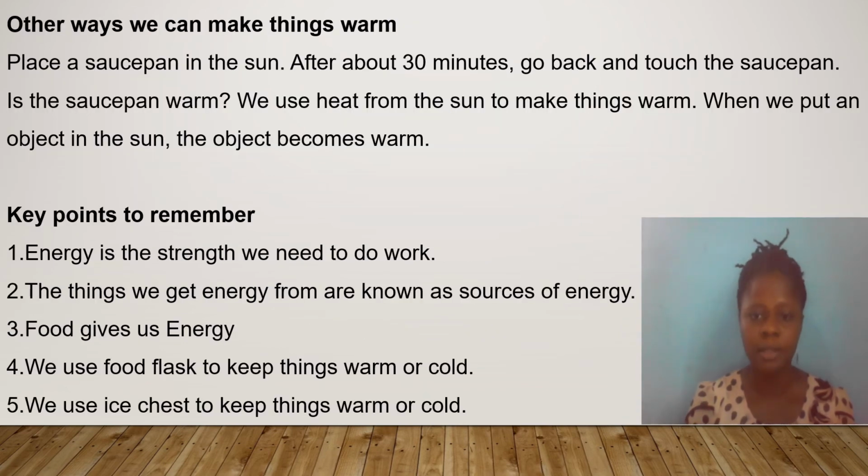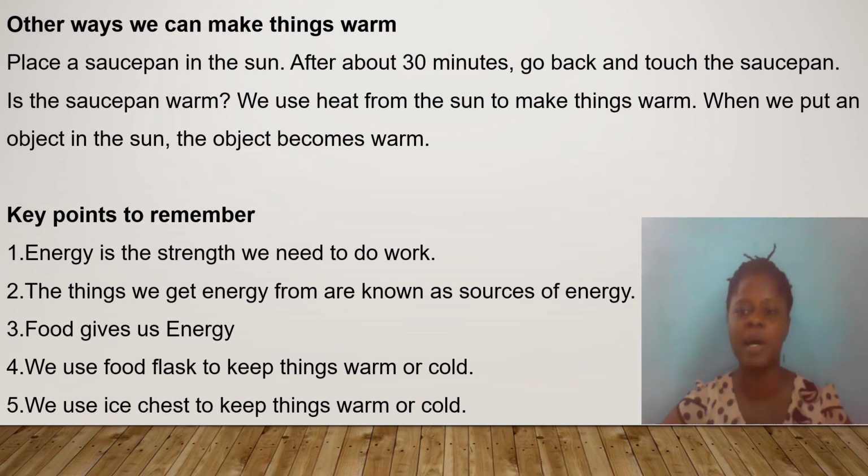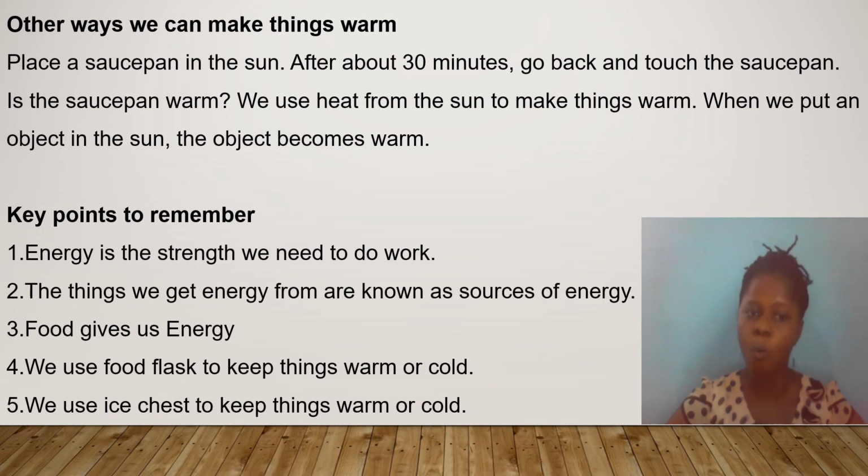We can also make other things warm. So if you want to make something warm, for instance, you can place a saucepan in the sun, and after about 30 minutes, when you go back and touch it, you realize that the saucepan is hot or warm. So we use heat from the sun to make things warm. When you put an object in the sun, the object becomes what? Warm.